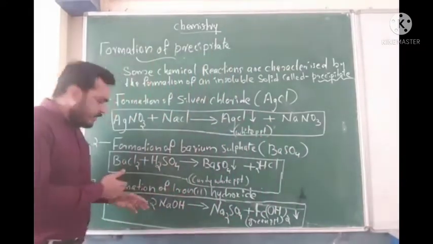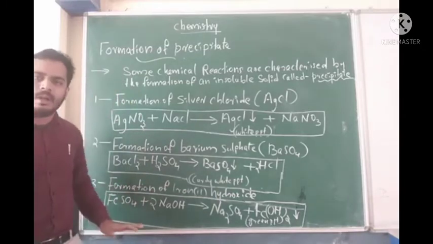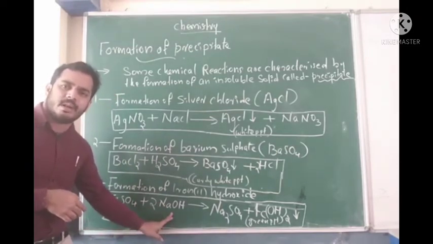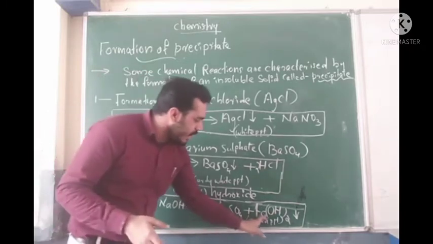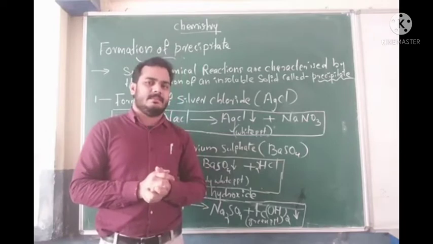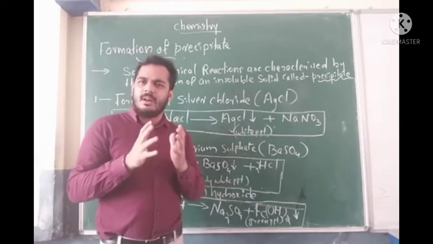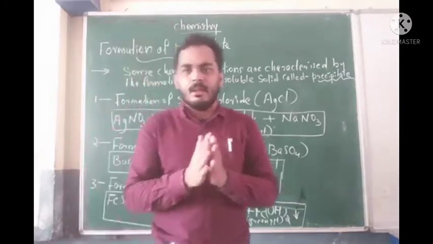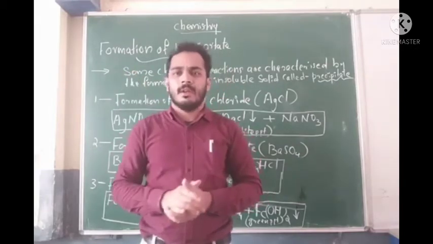Okay, and come to the third one, the formation of iron hydroxide. So here the reactants are iron sulfate and sodium hydroxide, and they react to form sodium sulfate and iron hydroxide. So the iron hydroxide is the precipitate in this reaction. What is the color of the iron hydroxide? Clearly, that is a green precipitate. So in this reaction, the precipitate is formed in green color. So it is easy to identify that green color denotes iron hydroxide.